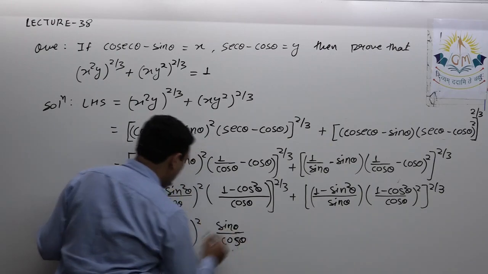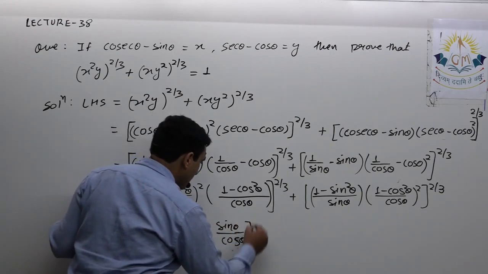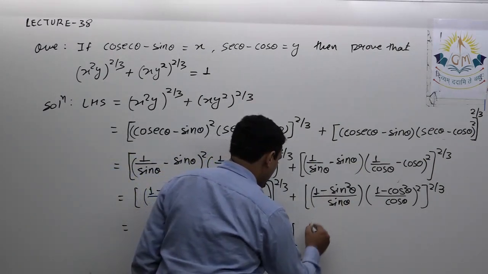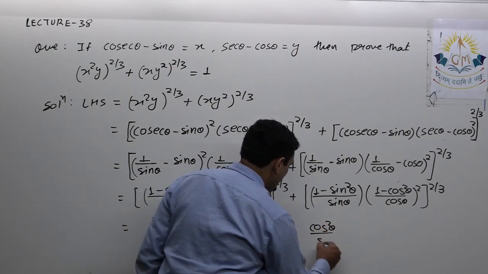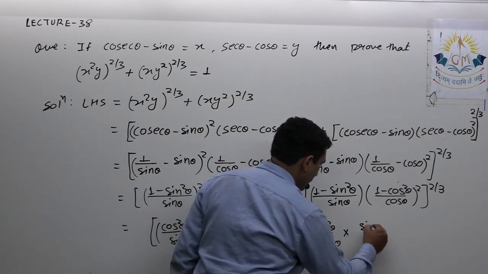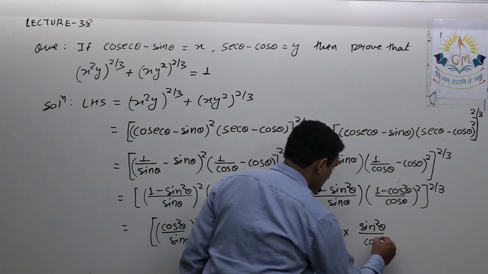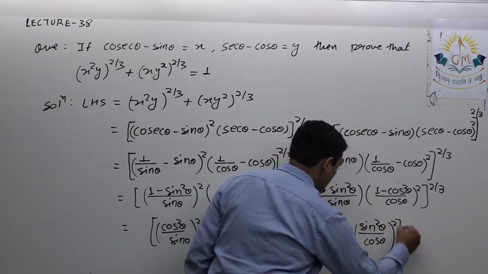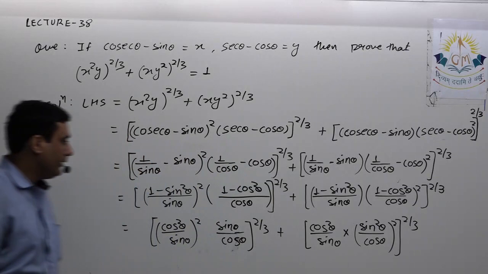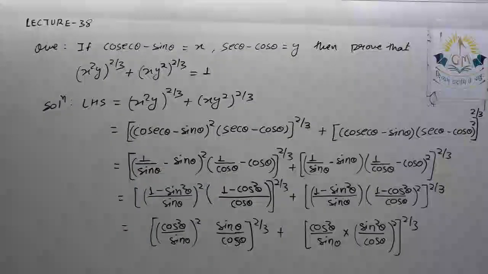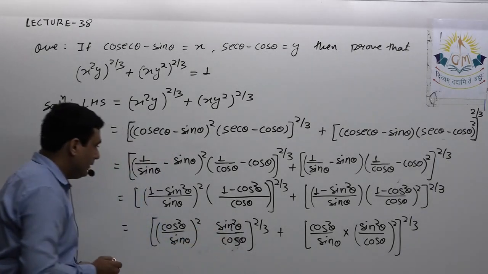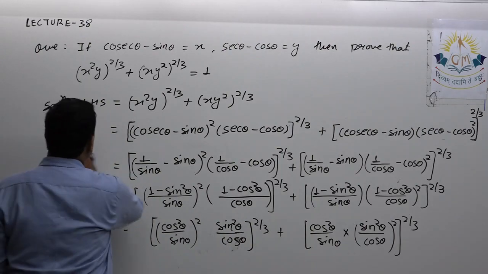Okay, if you are able to observe, these were exactly the same terms we got in the previous question. Plus over here 1 minus sine square theta, that is cos square theta upon sine theta, and over here I will get sine square theta upon cos theta whole square raised to 2 by 3. Okay, so note it down up to this point, then we'll see its solution further. Here it should be sine square theta. Okay, so now we'll solve it further.